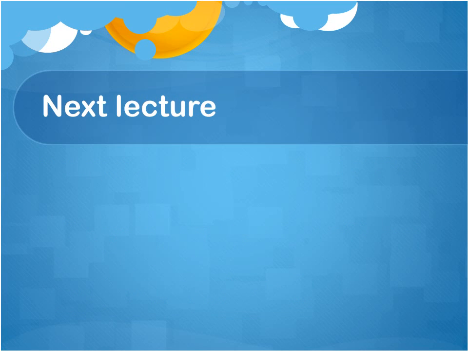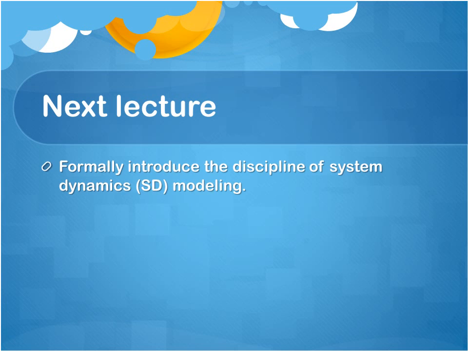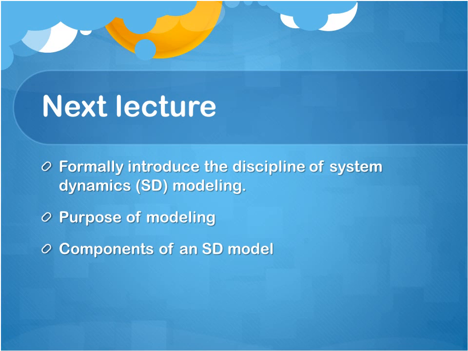So we're getting to the end of this lecture, and so I want to look ahead at what we're going to be doing next. Next, we're going to be formally introducing the discipline of system dynamics modeling. We're going to be looking at this modeling concept a little bit more formally, and more accurately. We're going to explain the purposes of modeling, in a little bit more detail than we did today, and we're going to work on understanding the components of a system dynamics model, and gradually building one.